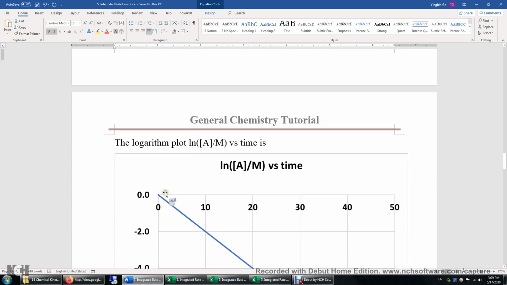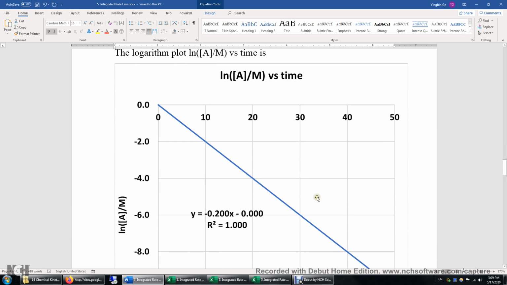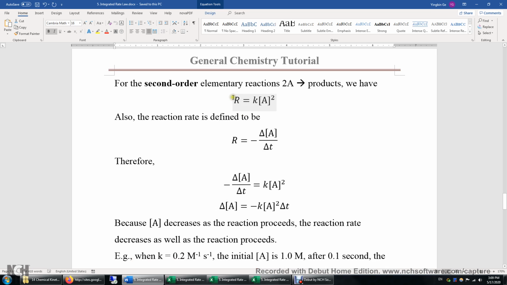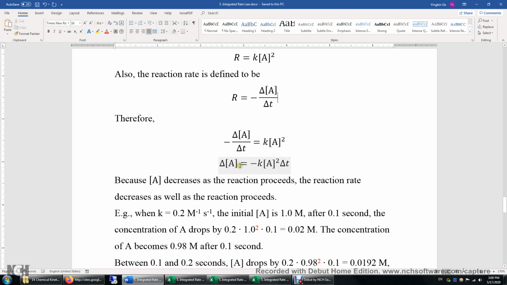Let's get back to the document. I want to show you the linear equation here again. And then let's look at the second order reaction. R equals k times A to the power of 2. The reaction rate is also the consumption rate of the reactant. By looking at these two equations, we can equate this k A squared and this negative delta A over delta t. It's right here. And then we can compute the change of A. Okay, the change of A is a negative number because the concentration of A decreases over time. And quantitatively, it's negative k times A squared times delta t.